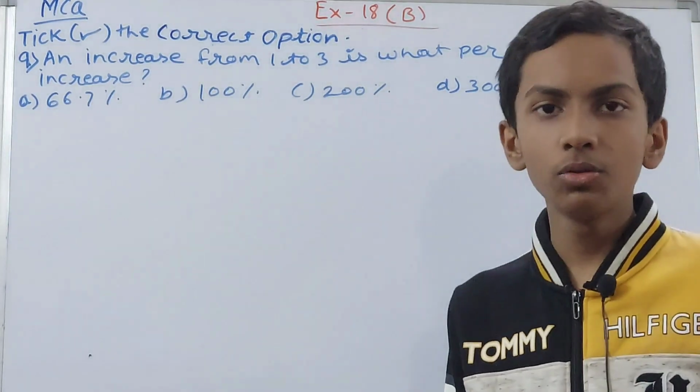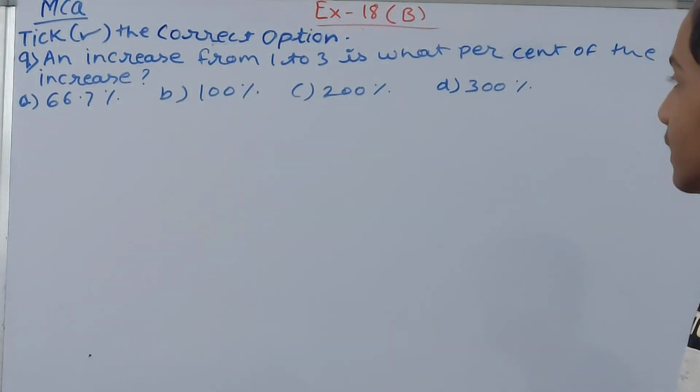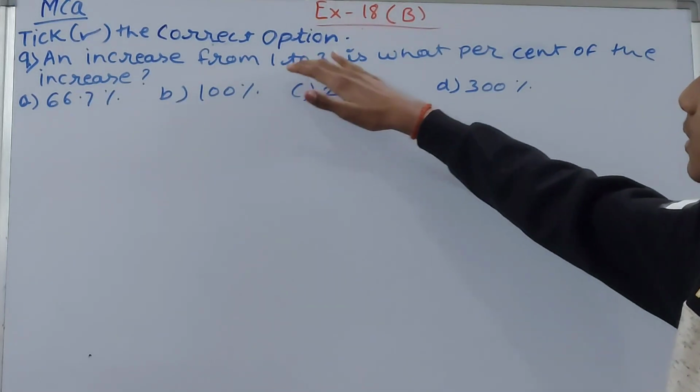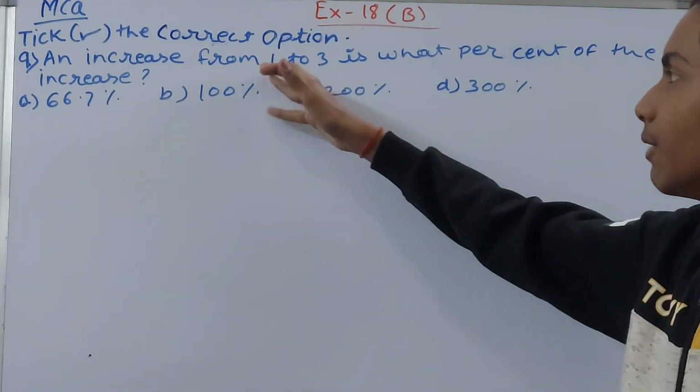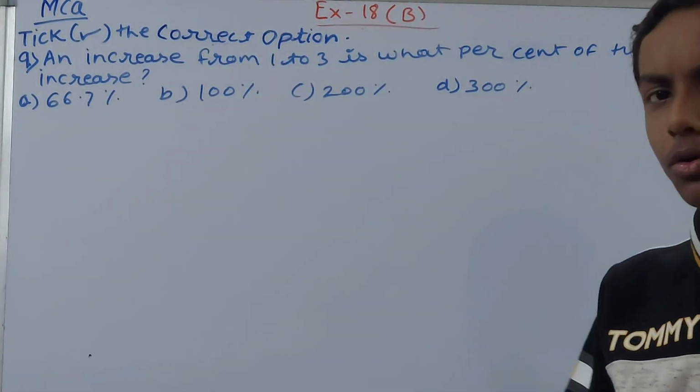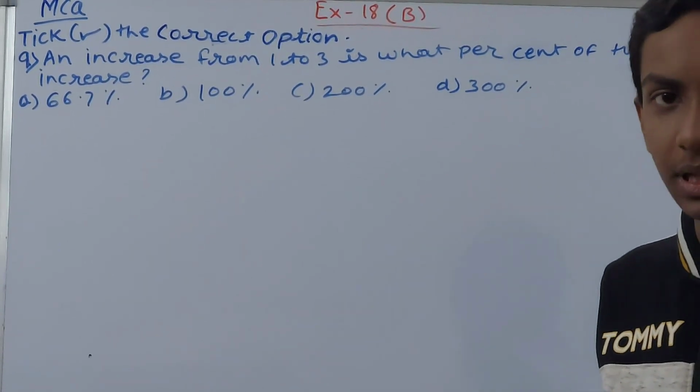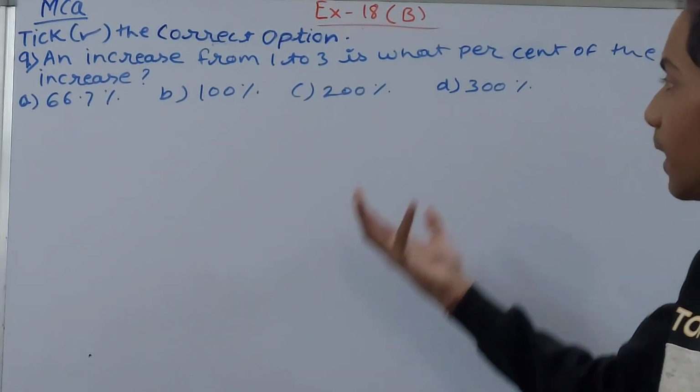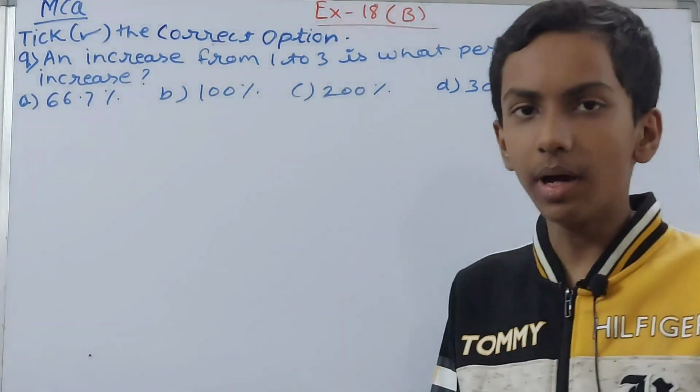What most of you will basically do is say that 2 has been increased. Okay, so 2 upon 1, into 100, that will give you the percent, that will be 200%, right? But that is wrong. I'll tell you why.